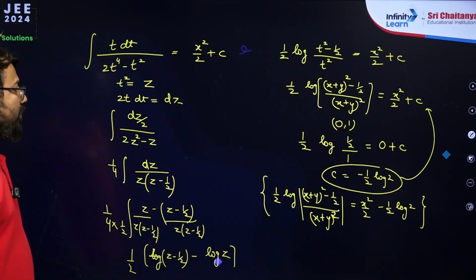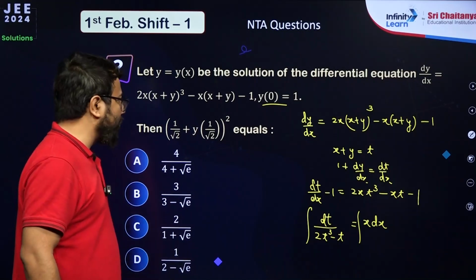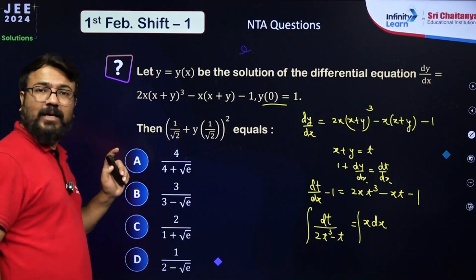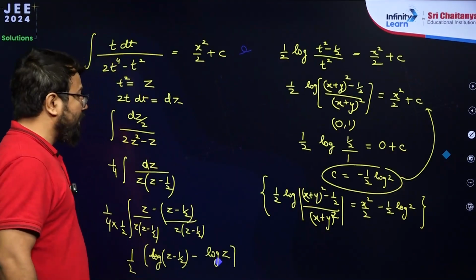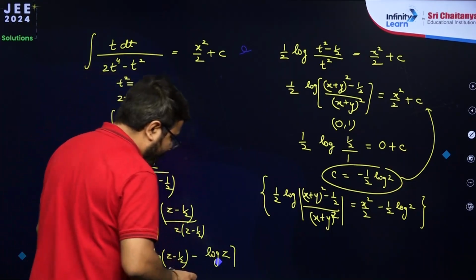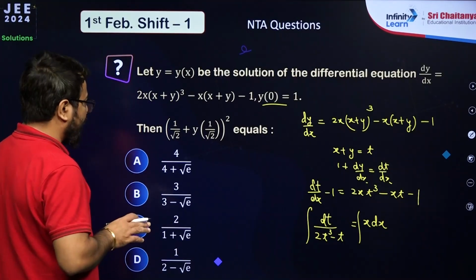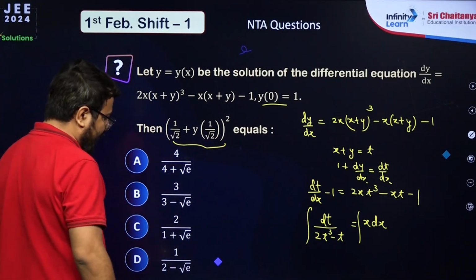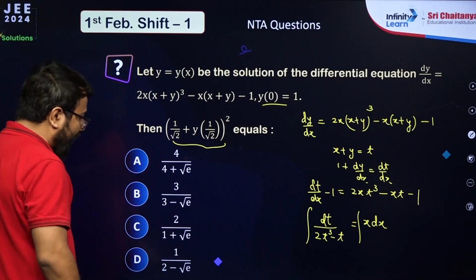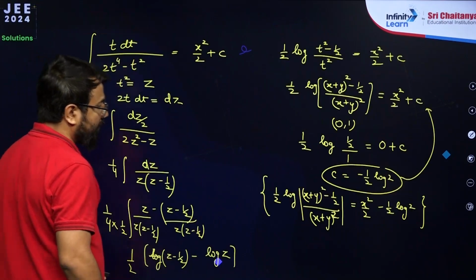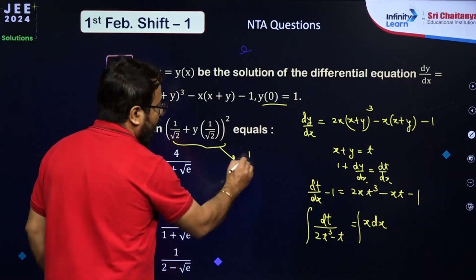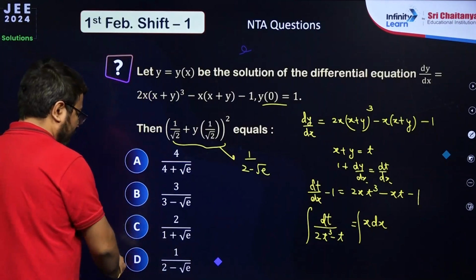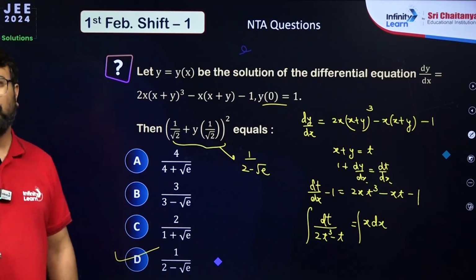If this has been clear to you, now you just need to put the value of x as 1 by root 2 everywhere and determine the value of y. That value of y needs to be added to 1 by root 2 and then you take the whole square. So finally the answer that we can have from here is 1 upon 2 minus root e. After the calculation you can get it, it is simple, and that has been given to us in option D. So option D will be the final answer.